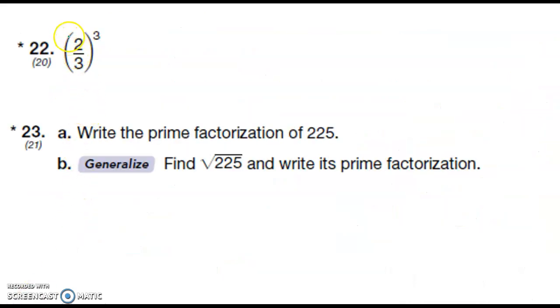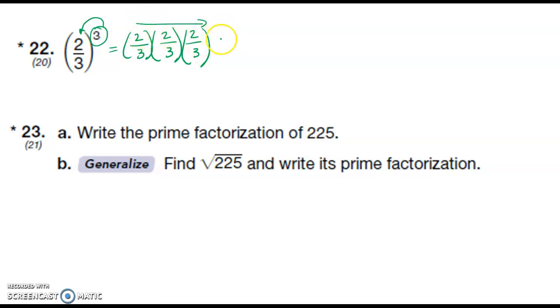All right. 22 has 2/3 to the third, so that means we're going to multiply this out 3 times. So it looks like this: 2/3 times 2/3 times 2/3. So we multiply across the top. 2 times 2 is 4, times 2 is 8. Multiply across the bottom. 3 times 3 is 9, times 3 is 27. And that's your answer.